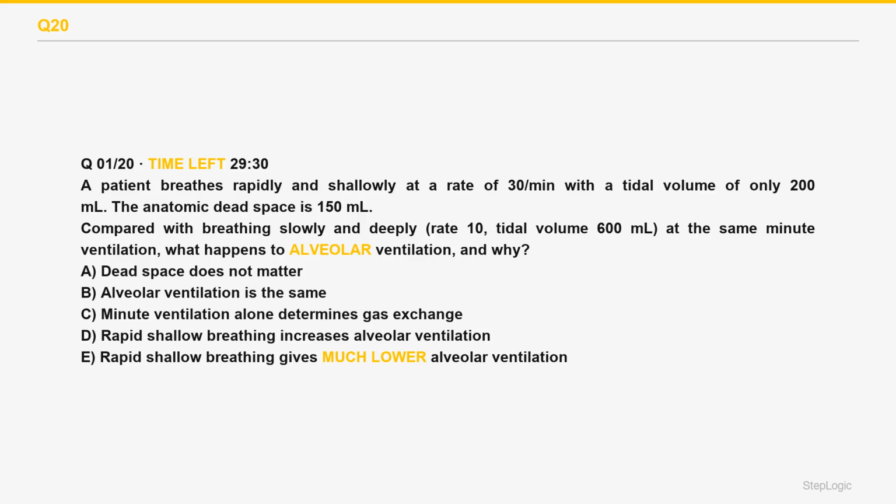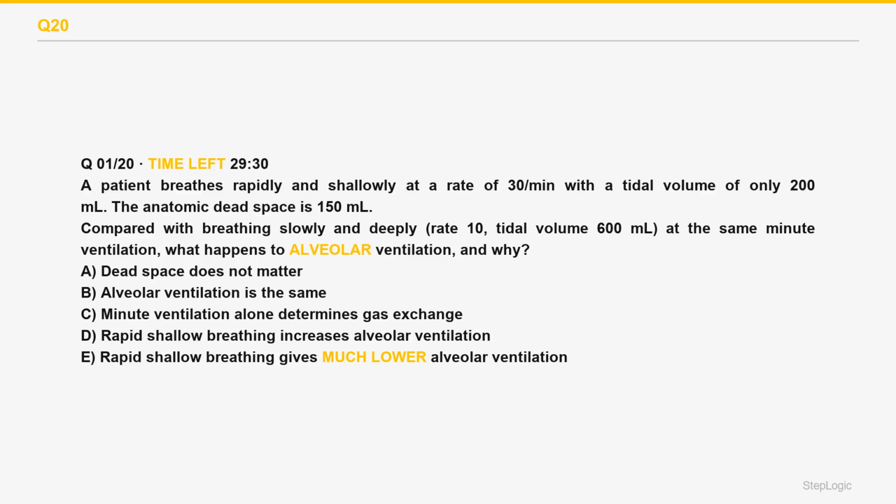Compare with breathing slowly and deeply, rate 10, tidal volume 600 ml. At the same minute ventilation, what happens to alveolar ventilation and why? A patient breathes rapidly and shallowly at a rate of 30 per minute with a tidal volume of only 200 ml. The anatomic dead space is 100 ml.